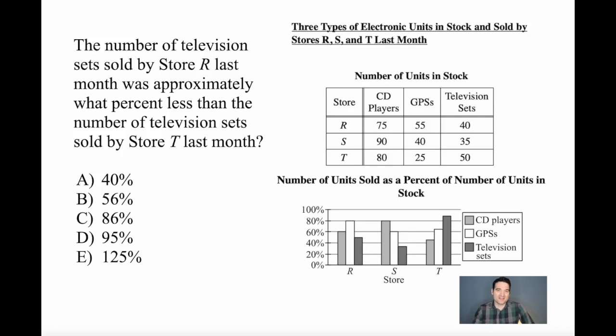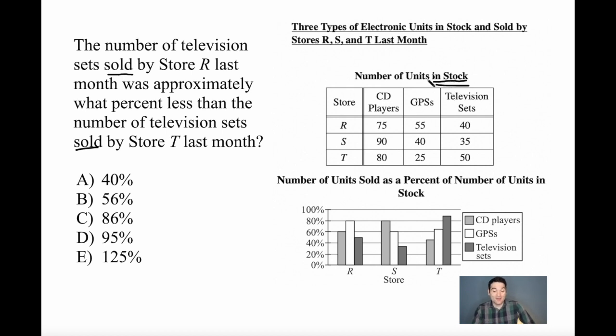Here's a GRE data analysis question. Let's take a look. The number of television sets sold, that matters, by store R last month was approximately what percent less than the number of television sets sold by store T last month? So the reason I'm making such a big deal of these words is that this table right here tells us how many units there are in stock, not how many were sold.